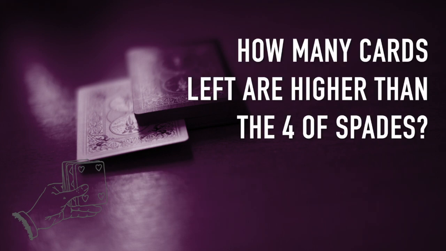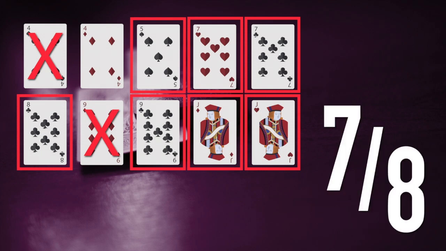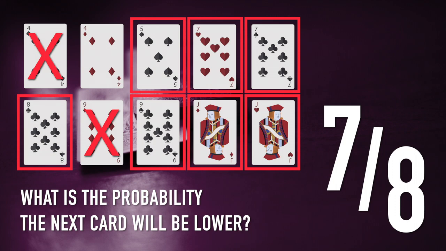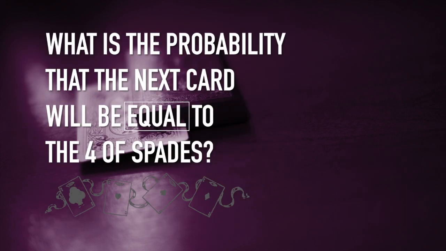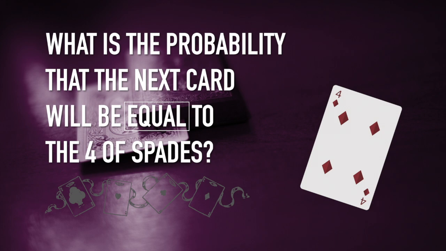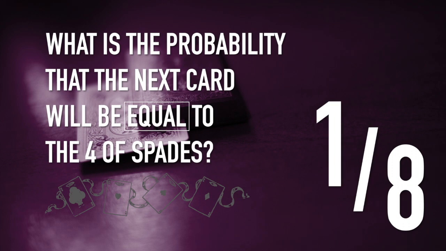How many cards are left that are higher than that 4 of spades? There are 7 cards higher than the 4 of spades that are not marked out. So my probability that it's going to be higher is 7 over 8. What about the probability that the next card is going to be lower than that 4 of spades? There are 0 cards in my sample space that are lower than a 4 of spades, so my probability is 0. What about the probability that the next card is going to be of equal value? I have a 4 of diamonds. That's the only card that I have that is in my sample space of equal value to the 4 of spades. So that's going to be 1 card out of a sample space of 8, or a probability of 1/8.